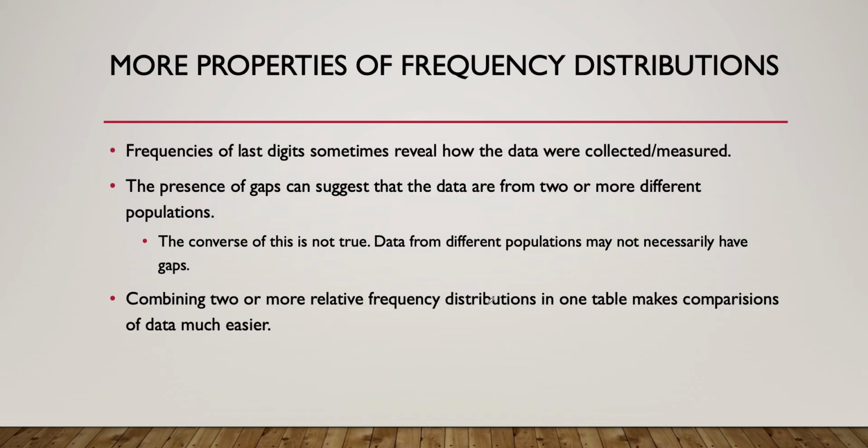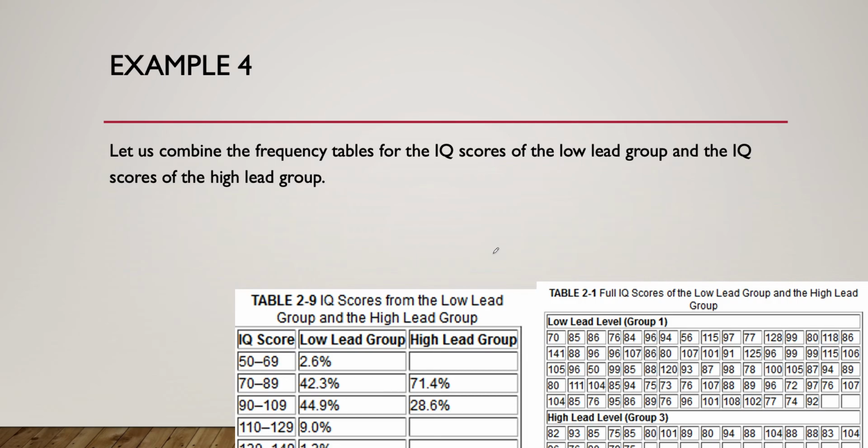But if we combine 2 or more relative frequency distributions in one table, we can make comparisons of the data much easier. Unfortunately, if we were to do these frequency distributions in SAS, they are not going to be combined. They would make 2 totally different tables. So do bear that in mind.